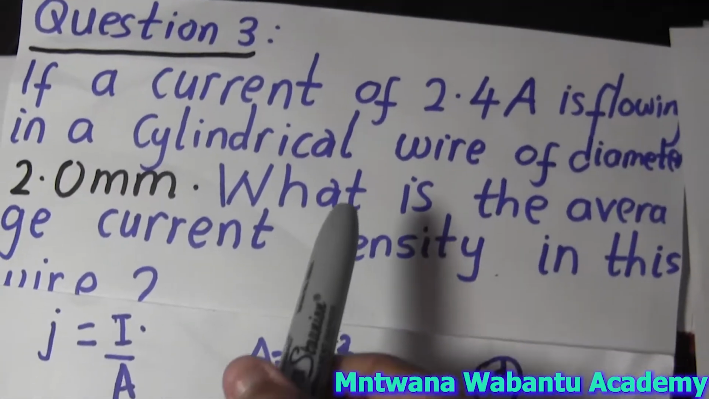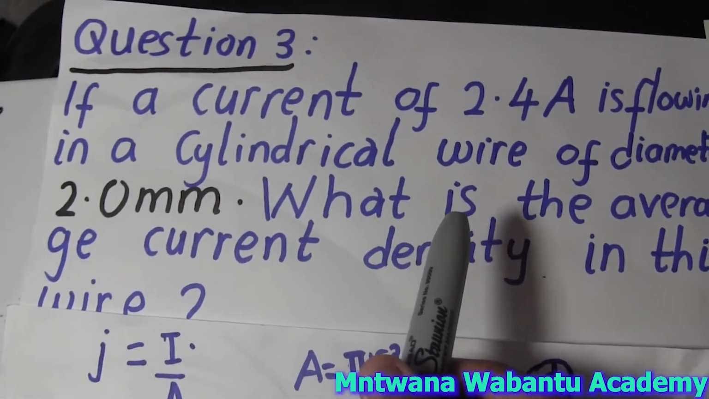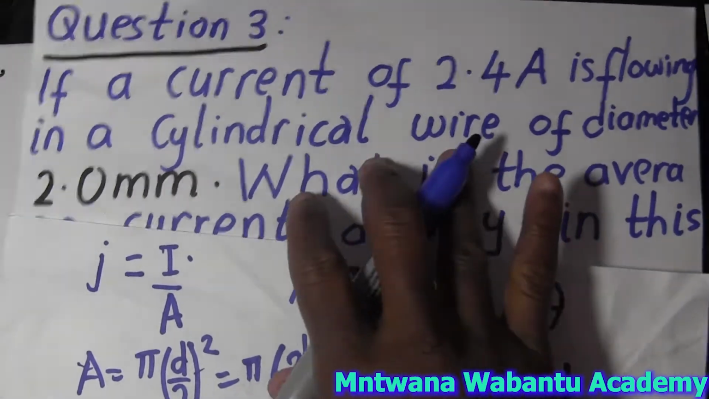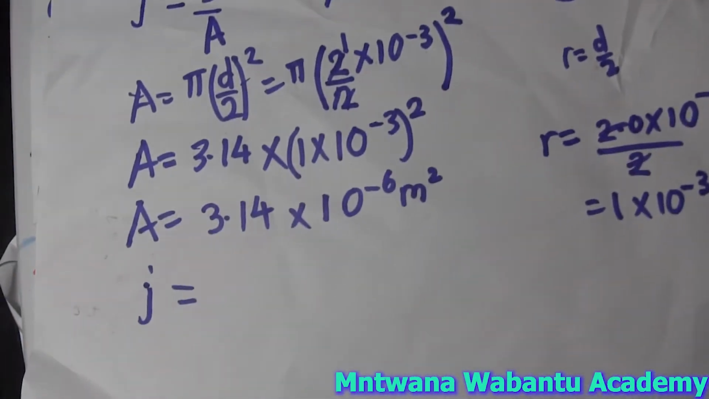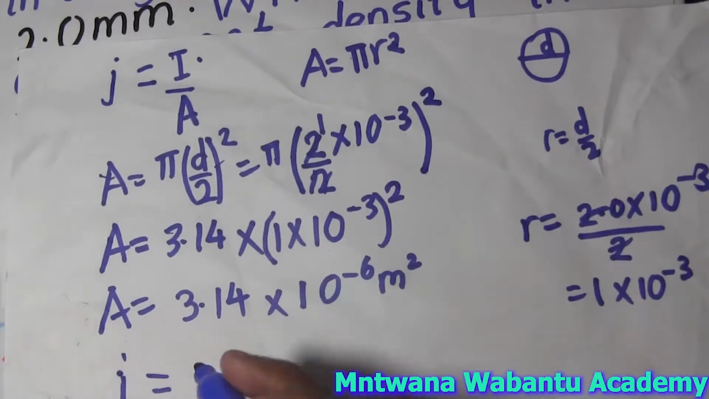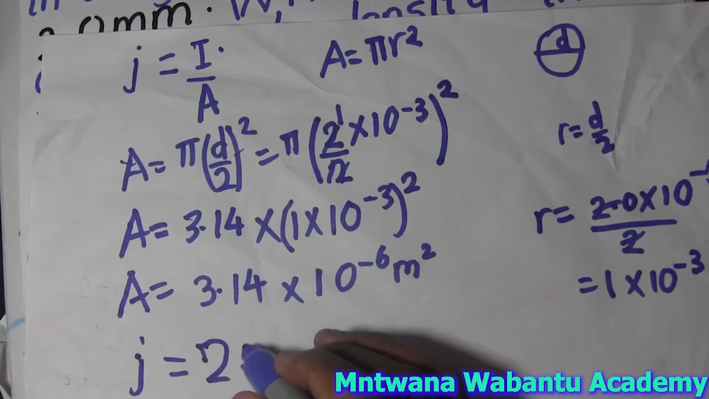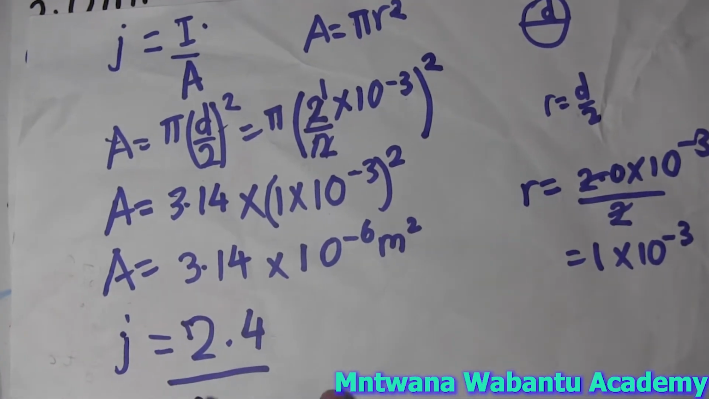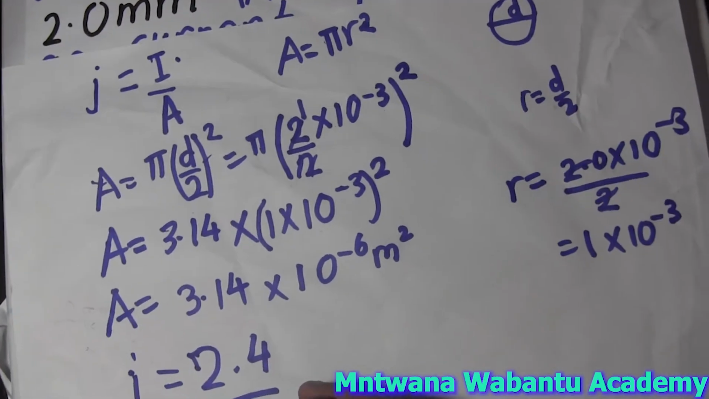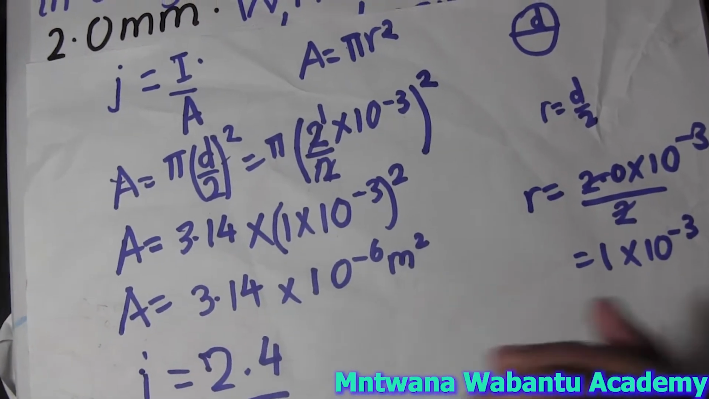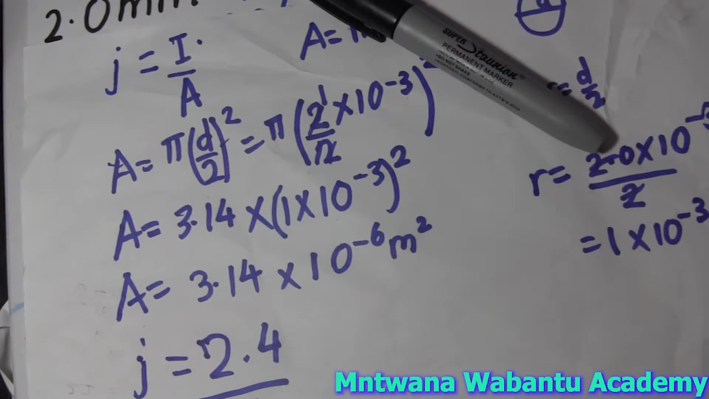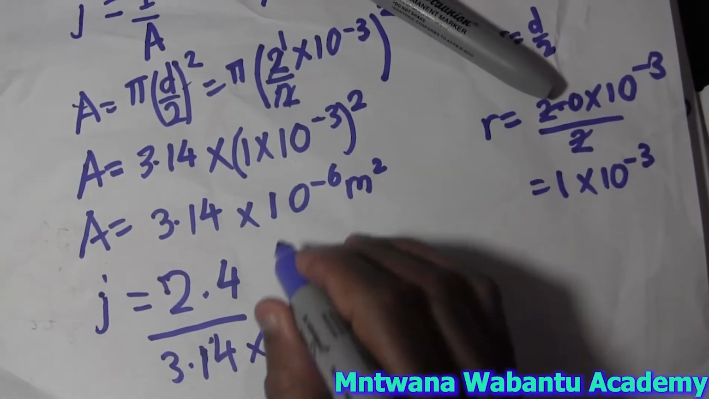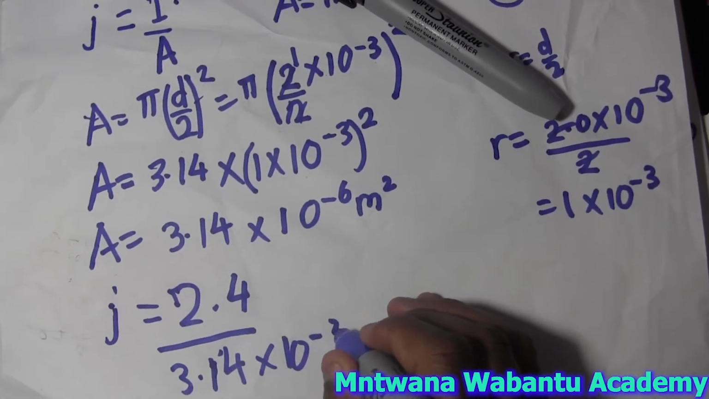We got our current flow equal to 2.4. Oh, okay, plug it in then. So current flow equal to 2.4. Come here, plug in the formula 2.4, and then we divide over the cross section area, which equals 3.14 multiplied by 10 power negative 3.